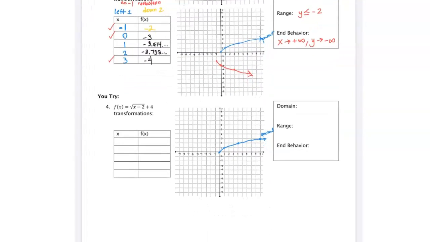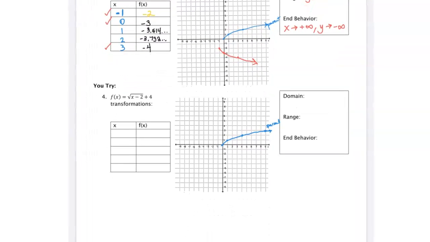Okay. For number 4, it's a you-try problem. Go ahead and try the problem. Let's first identify our transformations. a is a 1 as a default. Nothing was in front. Our h is the opposite of the number you see, so it's a 2. And so therefore, we have a right shift of 2. And then our k here is 4. So that means that we're going up by 4.